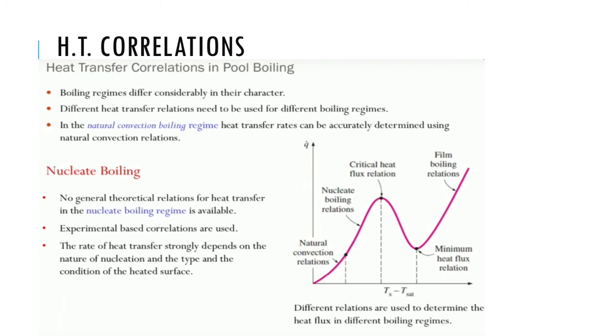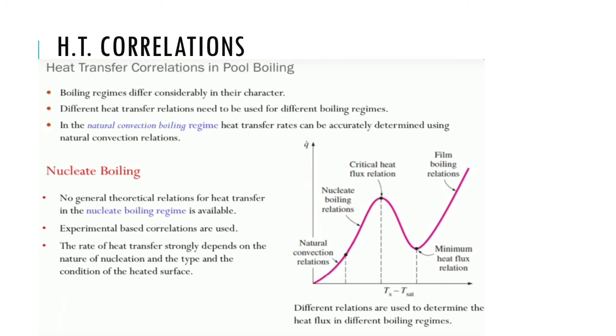Boiling regimes differ considerably in their character, as we have just studied. Different heat transfer relations need to be used for different boiling regimes. As we have already studied, all of the four main boiling regimes are so different from each other. We need different heat transfer relations for each of them. In the natural convection boiling regime, heat transfer rates can be accurately determined using natural convection relations. As said, there is nothing abnormal in it, no bubbles are formed, there is no fluctuation in the heat flux, so we can calculate them easily.